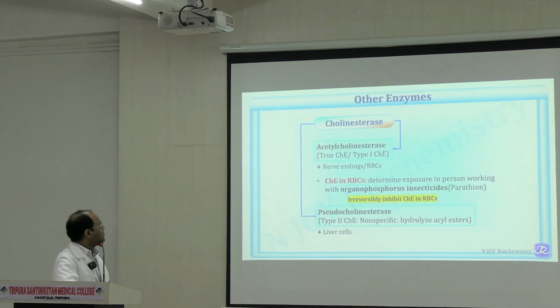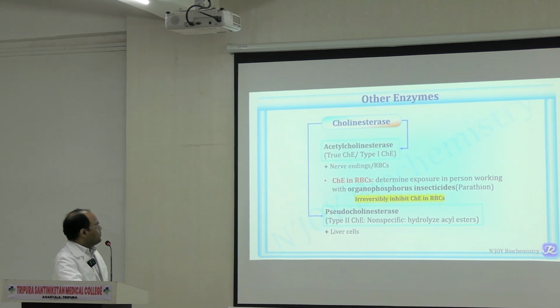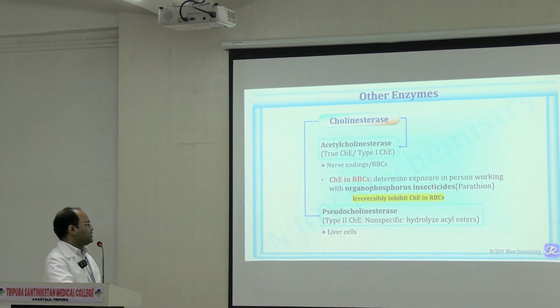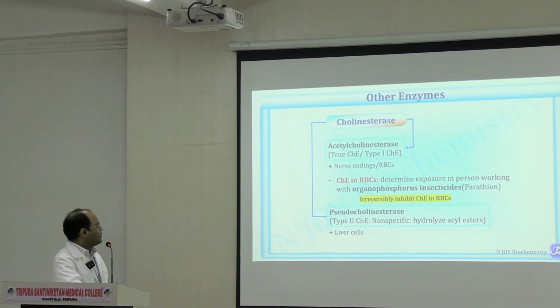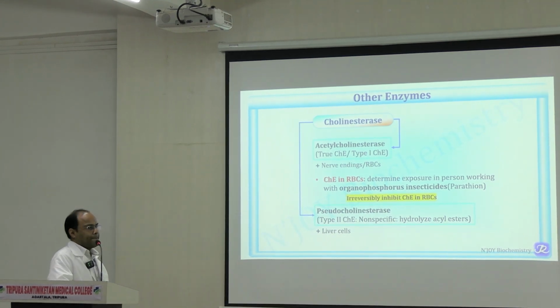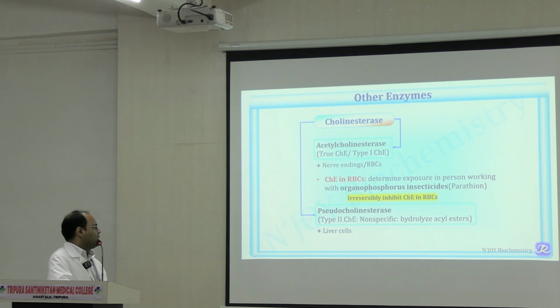Okay, next, cholinesterase. Cholinesterase is of two types. One is acetylcholinesterase and the other is pseudocholinesterase. Acetylcholinesterase is present in nerve endings and RBC. Cholinesterase in RBC determines exposure in persons working with organophosphorus insecticides like parathion. It irreversibly inhibits cholinesterase in RBC. Pseudocholinesterase, the type 2 cholinesterase, is non-specific and hydrolyzes acetylcholine.